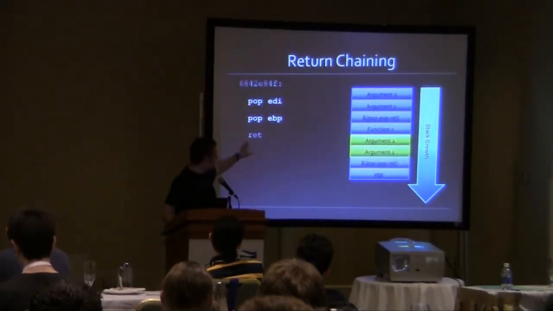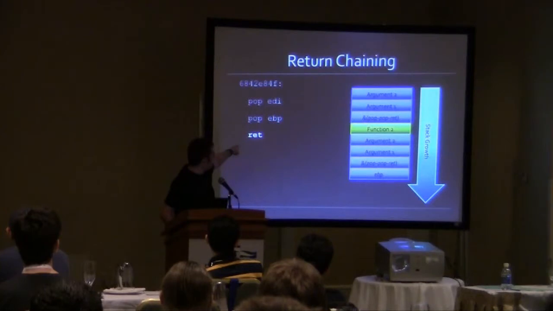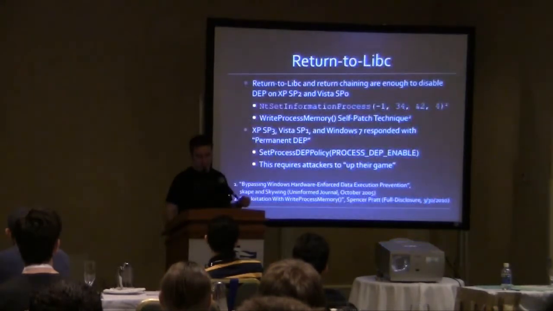So basically, the pop-pop-ret pops off the arguments into registers because we don't really care what happens. We just want to skip past them, and then executes a return instruction using the address of the next function we want to execute. So that is how we use return chaining to chain returns to two different functions when we control the entire stack.